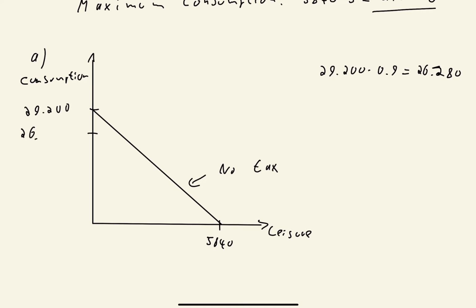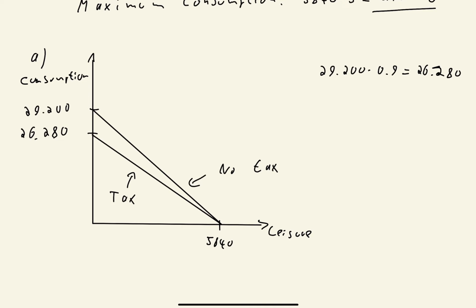Please keep in mind when I'm drawing, the scales are not very correct here, the geometric scales. I will try to draw it in a way that it becomes clear what I mean, but I will not be 100% clean here because it would take too much time. So 26,280. And if we then connect, okay, it's a straight line, nice. So this would be the constraint with tax.